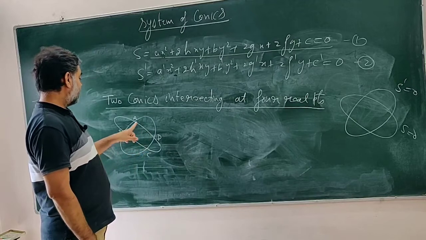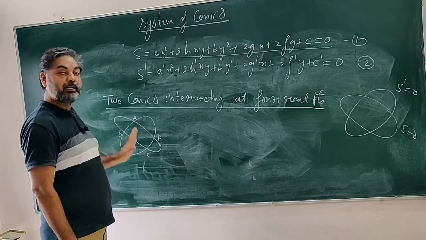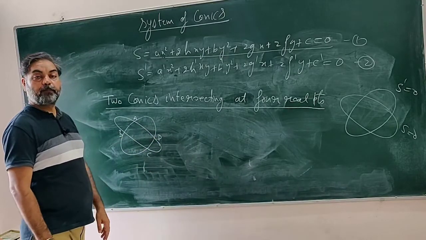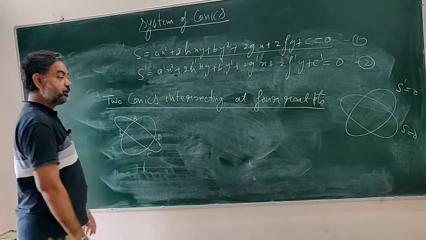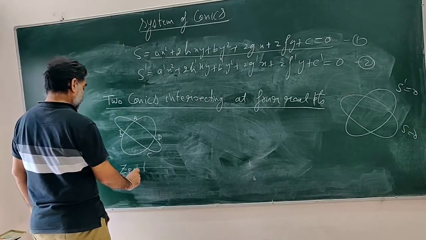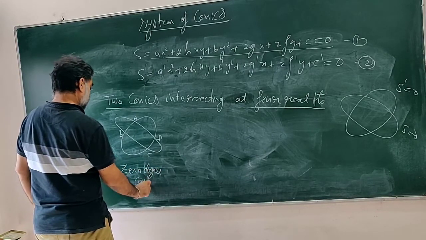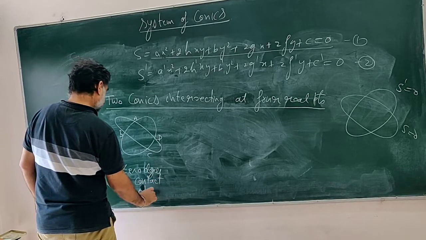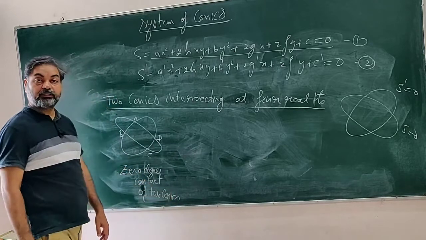Then it can happen that all the 4 real points are distinct like this. Then we say that the contact of these two conics is of 0 degree. Zero degree contact of two conics.